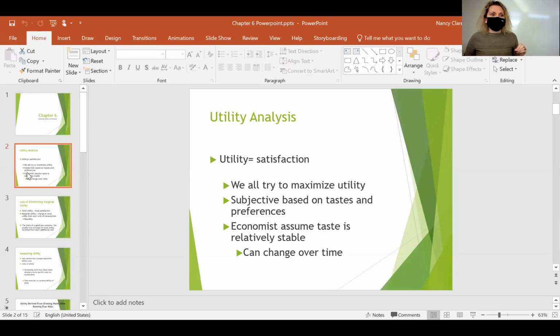So what we're going to try and do today is talk about that satisfaction, and then try to assign numeric values to your satisfaction so that we can do some analyses, okay? It's very abstract. This is a very economic thing to do, to try and quantify satisfaction, but we're going to try and do it. So in this class, when you hear the word utility, what we mean is satisfaction. It's just different terminology that we use in econ. We all, as economic beings, try and maximize that utility or satisfaction.